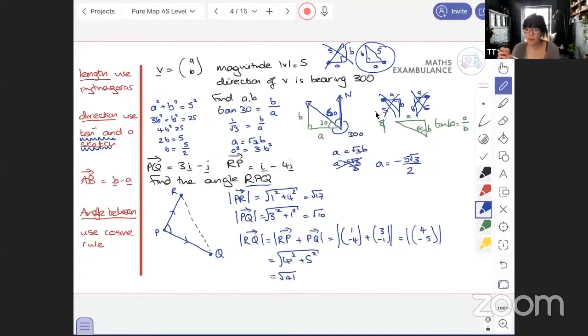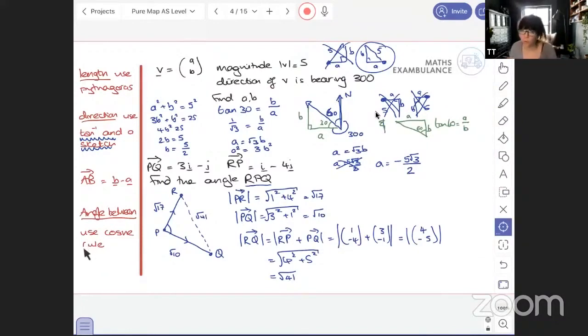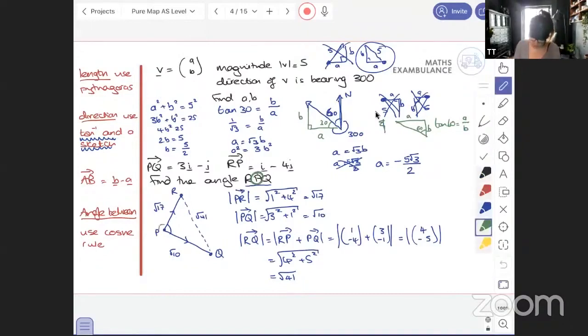Let's try and keep everything exact. So instead of using decimal places and prematurely rounding, let's just keep everything nice and exact. So we've got this length, P to R, that's root 17. We've got this length, P to Q, which is root 10. We've got the length R to Q, which is root 41. These questions about the angle between are always the cosine rule. So you always need to draw a triangle and make sure that this middle one here is the one with the things coming out from it. Otherwise, you'll find the wrong angle in a triangle.